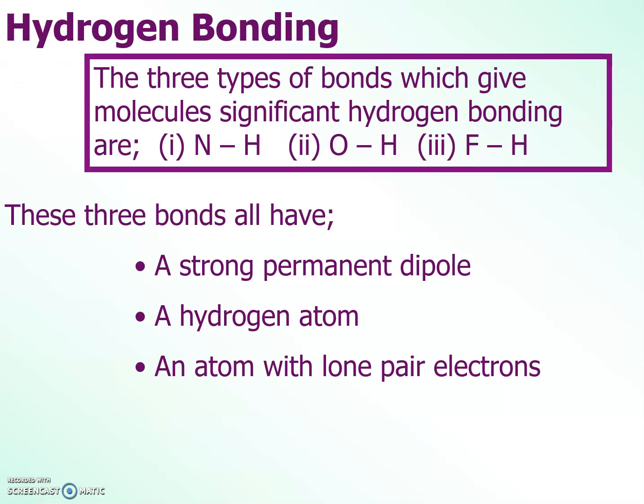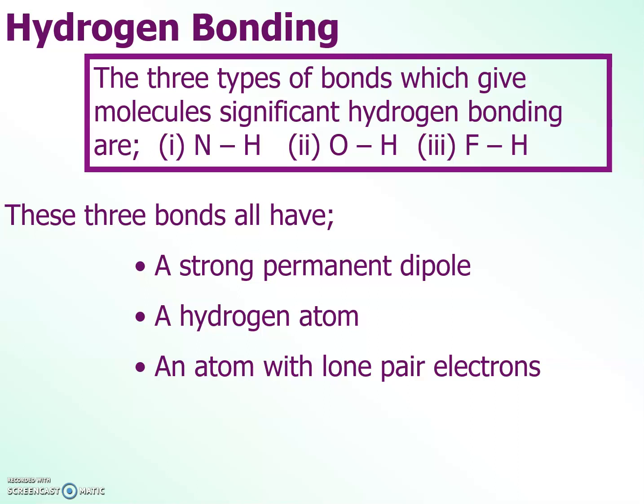There are three types of bonds which give a molecule significant hydrogen bonding: NH, OH and FH. The NH type normally exists in amine related compounds, and OH normally exists in alcohols as well as aldehydes and carboxylic acids. FH is nothing but halogen related compounds. These three bonds all have a strong permanent dipole, a hydrogen atom, and an atom with a lone pair of electrons.